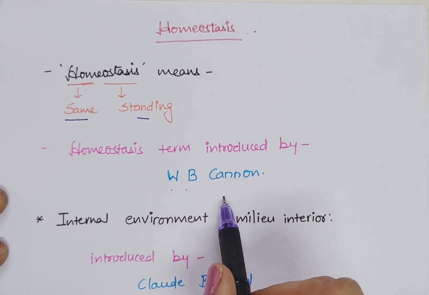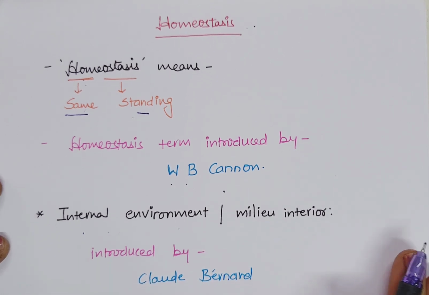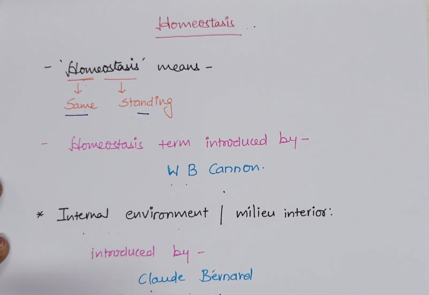W. B. Cannon. Now, another terminology here is internal environment, which is also known as milieu interior. What is this internal environment or milieu interior? This terminology was given by the scientist Claude Bernard. Multicellular organisms like we people live in a well organized as well as controlled internal environment. Our internal environment is always controlled.